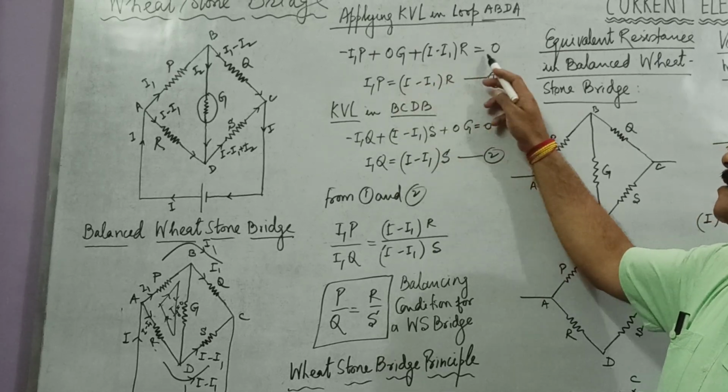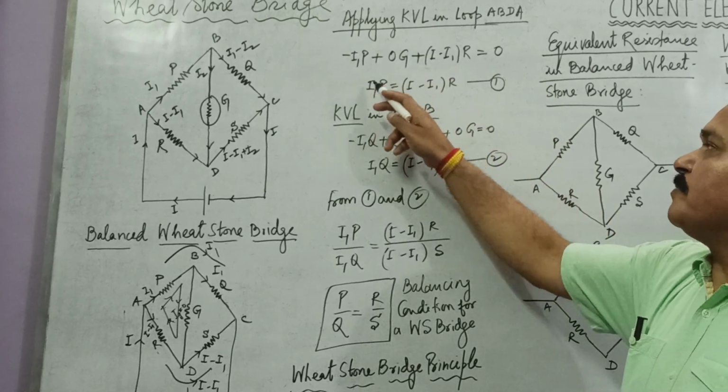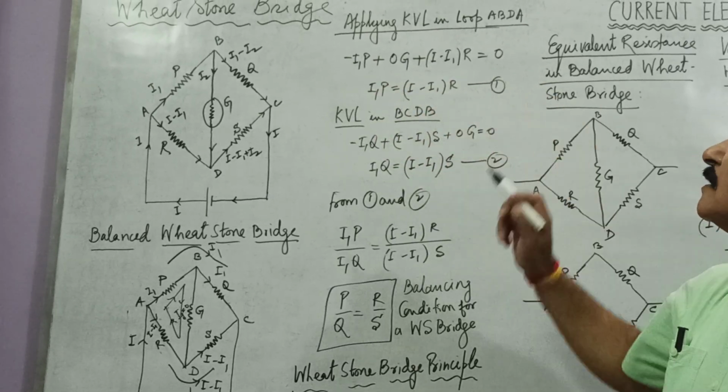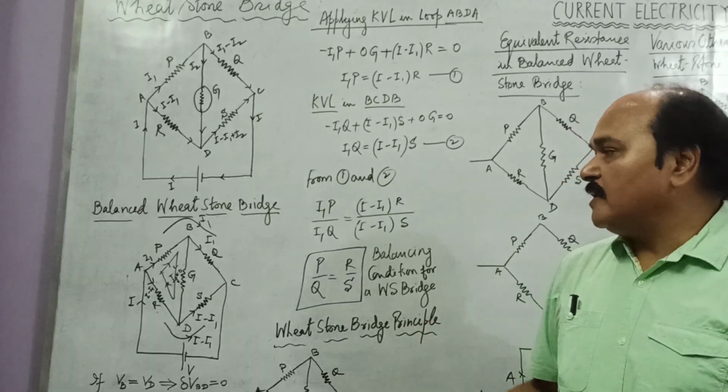And this algebraic sum is equal to 0. When we solve it, I1P is equal to (I minus I1) into R. This is equation number 1. Again we apply KVL in this loop.